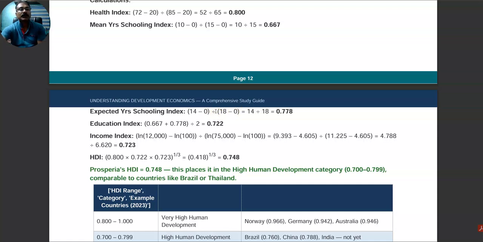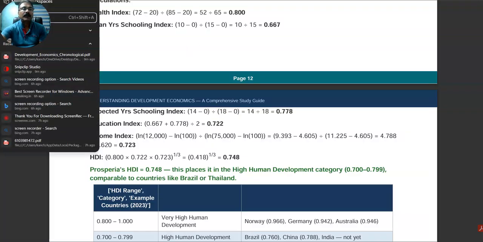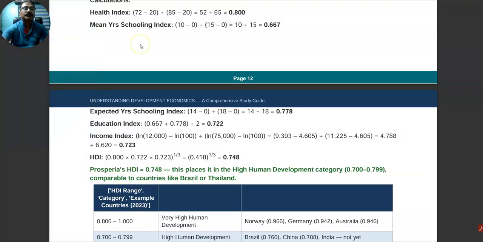The education index is calculated by taking the average of these two, that is 0.667 plus 0.778 divided by 2. Similarly, the income index: income is used in log form just to reduce its value. So log of actual income minus log of minimum divided by log of maximum minus log of minimum. This value stands for 0.723. Now the HDI value is 0.748.